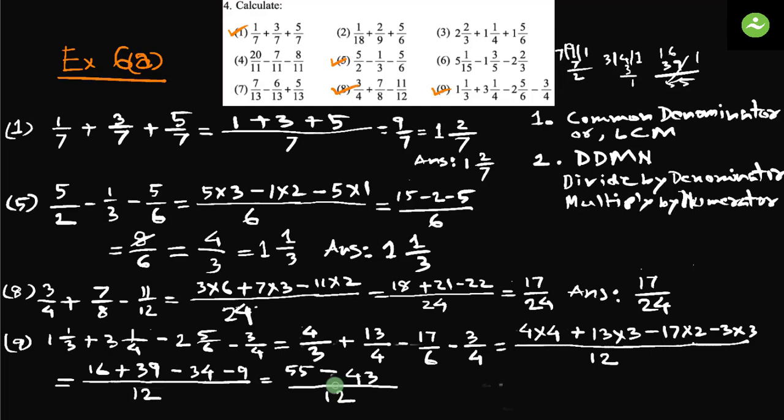So how much? 55 minus 43 is 12, so 12 by 12. Oh, it is so simple now, very easy. 12 divided by 12 is 1, everyone knows. So answer is 1.